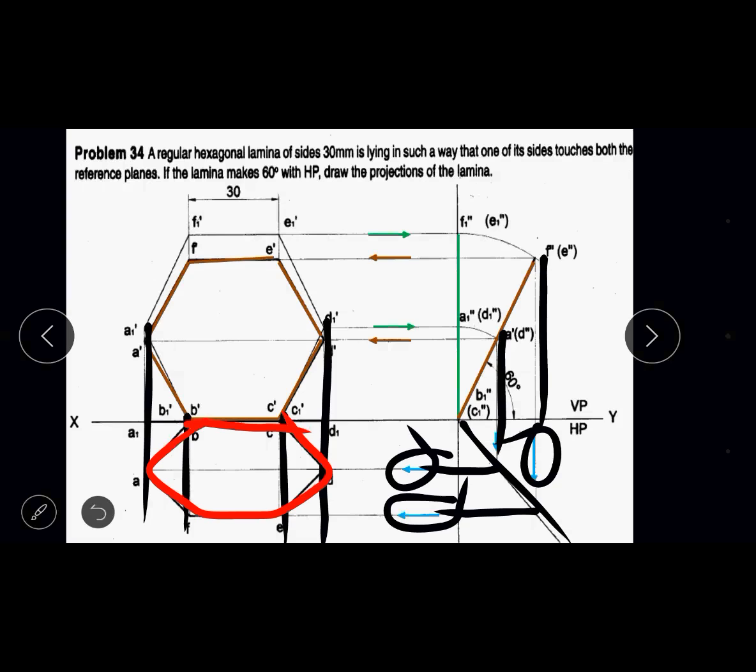Any doubts? So far, whatever problems I have solved related to planes, if you have any doubt, you can ask. Anytime you can clarify your doubts. Any doubts with respect to solving of problems?